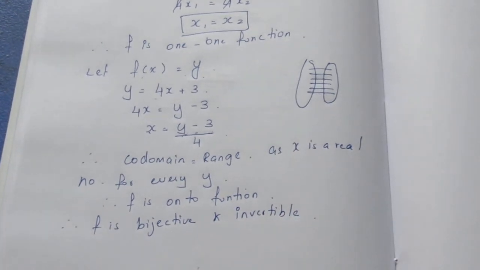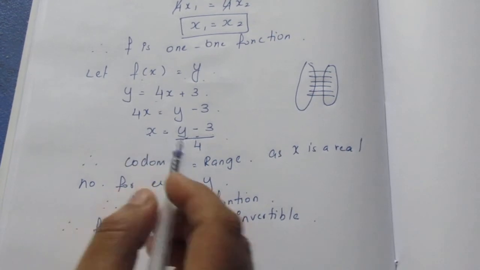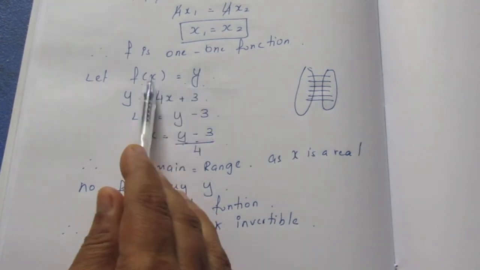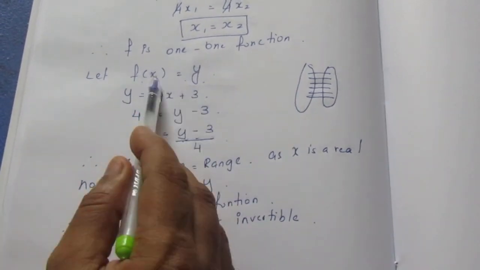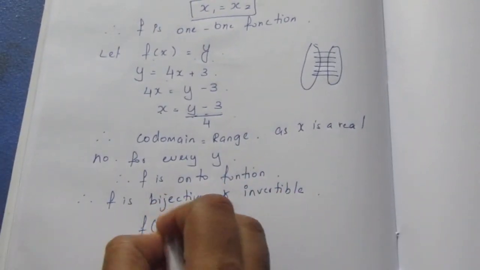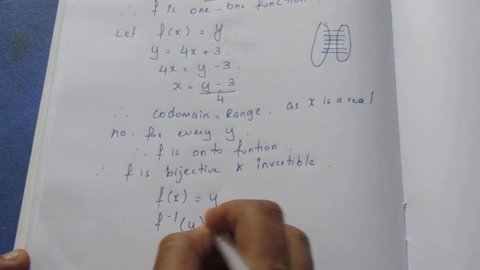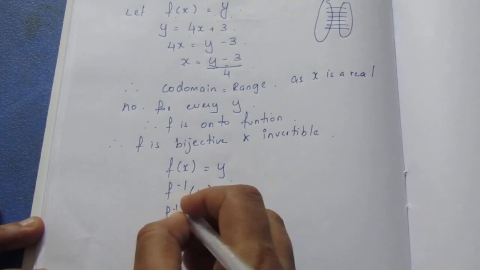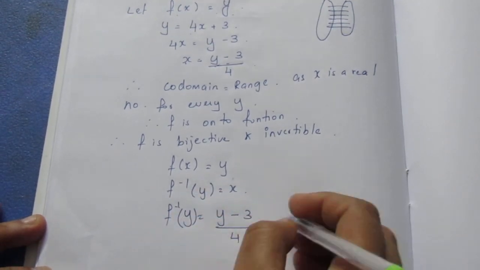So they have asked us to find whether it is invertible. Yes, we have found it to be invertible. They have also asked us to find the inverse of f. Inverse of f is nothing but f inverse of y, which we need to find. We know that f of x is equal to y. If I bring f to the other side, it becomes the inverse: f inverse of y is equal to x. We know that x is equal to y minus 3 by 4. So f inverse of y is equal to y minus 3 by 4.